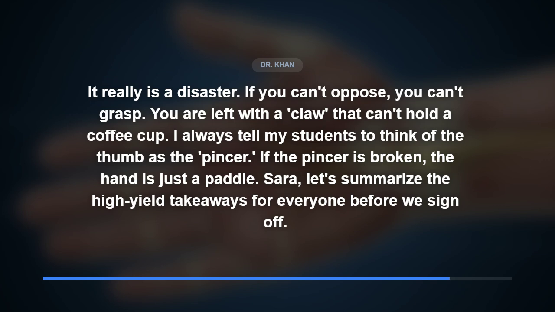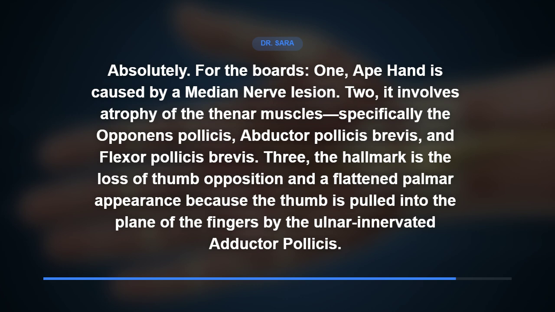Sarah, let's summarize the high-yield takeaways for everyone before we sign off. Absolutely. For the boards, 1. Ape hand is caused by a median nerve lesion. 2. It involves atrophy of the thenar muscles, specifically the opponens pollicis, abductor pollicis brevis, and flexor pollicis brevis. 3. The hallmark is the loss of thumb opposition and a flattened palmar appearance because the thumb is pulled into the plane of the fingers by the ulnar innervated adductor pollicis.